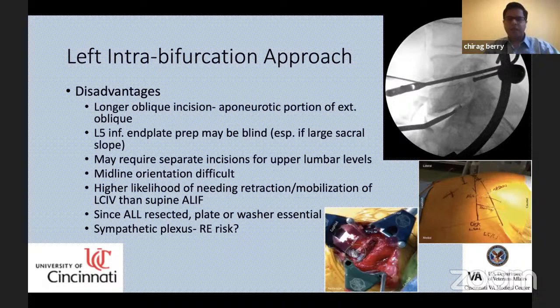And then you are taking down the entire ALL, which is an advantage because you can correct the lordosis. But at the same time, that's a disadvantage because you will have to place a plate or a screw and washer to prevent any dislodgement because there's nothing anterior to it. So you don't want the cage to get spit out anteriorly. You will have to add that extra piece of hardware to make sure that your cage is well seated.